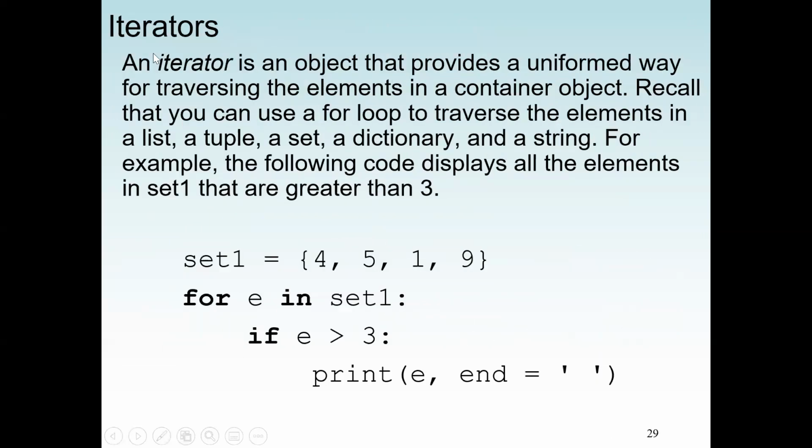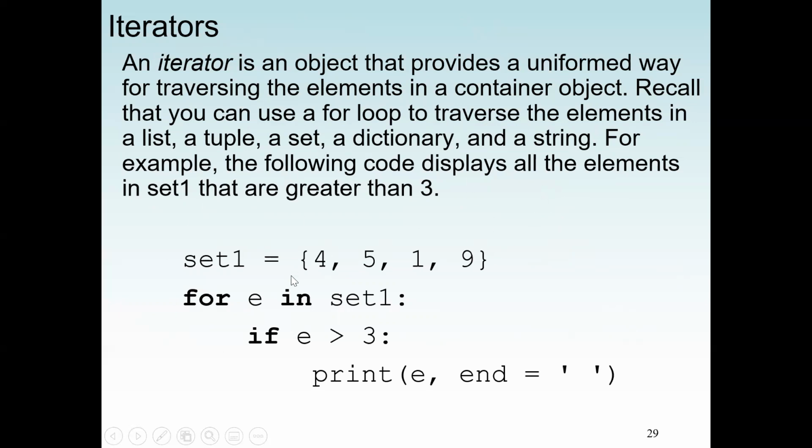And next we talk about iterators. As we said earlier, iterators are part of object-oriented programming concepts. Normally an iterator is an object that provides a uniform way for traversing the elements in a container object. So we can use a for loop to traverse elements in a list or a tuple or a set or a dictionary and a string also. We can use the for loop.